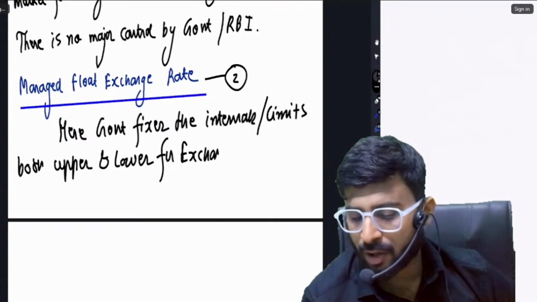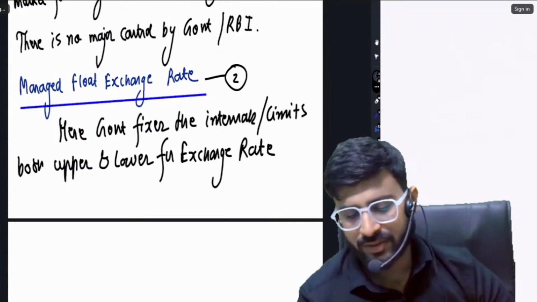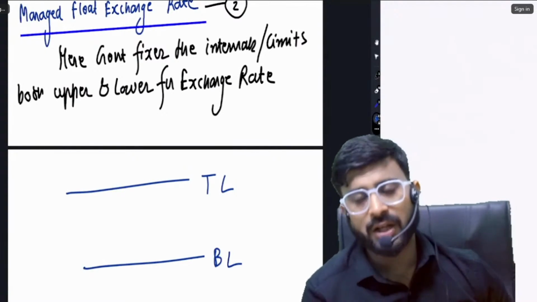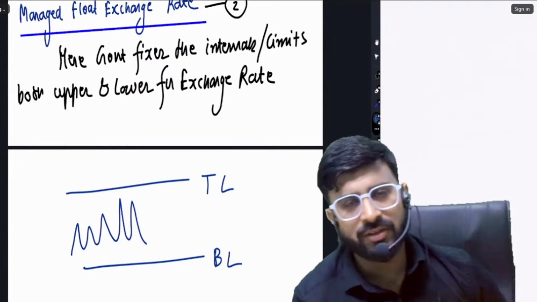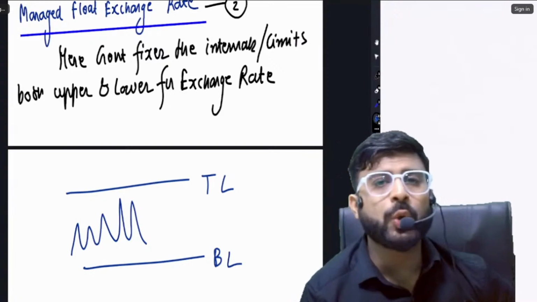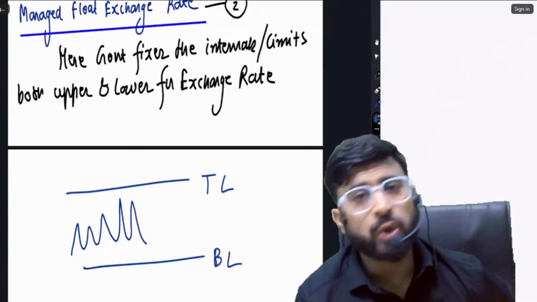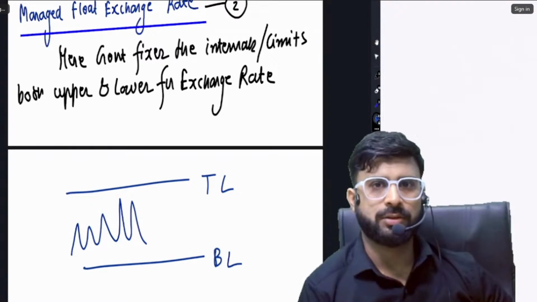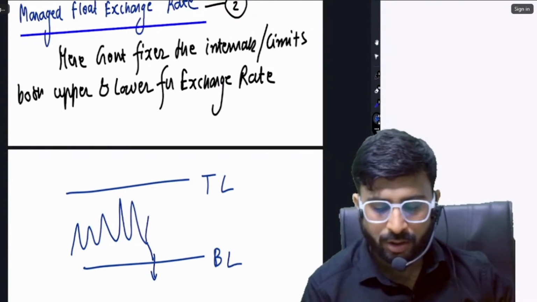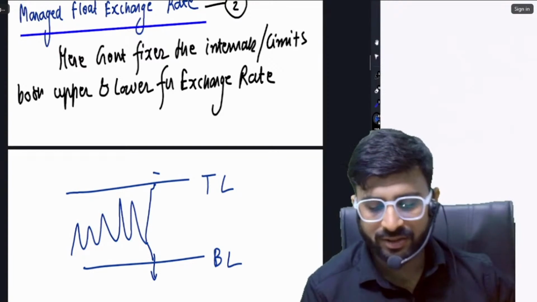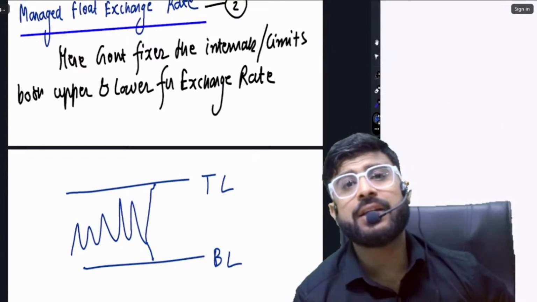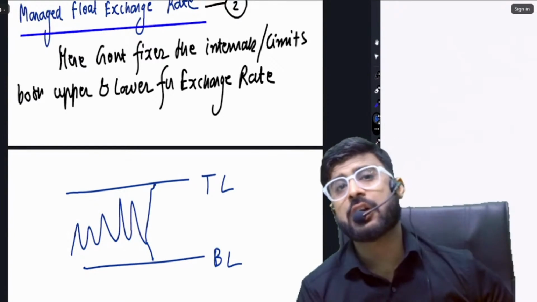So normally, friends, for the exchange rate, this is the top limit, TL, and this is the bottom limit, BL. Now, if the exchange rate fluctuates within these levels, the government is not going to do anything about it. But if the exchange rate tries to go below this, or tries to go above this, then the government is going to apply a brake, some controls.